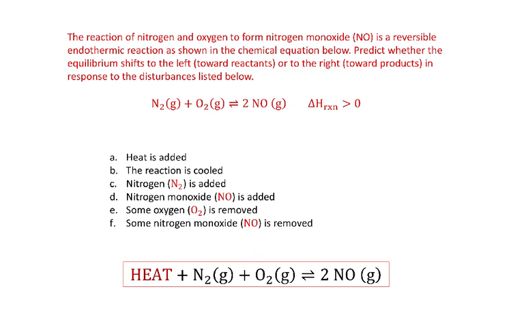Okay, and now you're back, and here are the answers. The great reveal. So if you add heat, it shifts to the right. If you cool it, it shifts to the left. If nitrogen is added, shift to the right. Nitrogen monoxide is added, shift to the left. Some oxygen is removed, shift to the left. Some nitrogen monoxide is removed, shifts to the right.